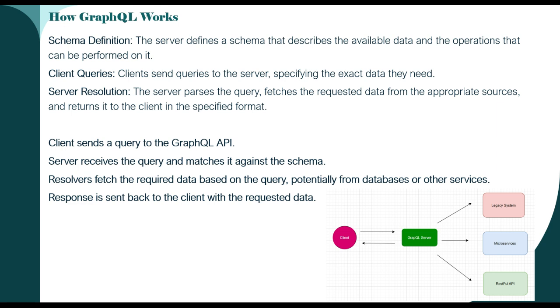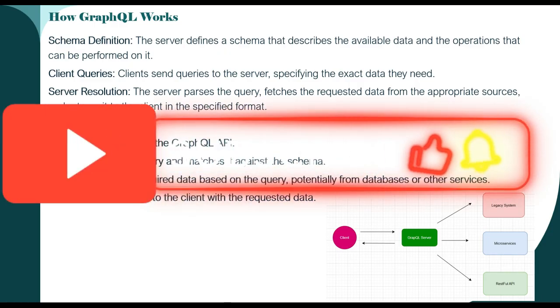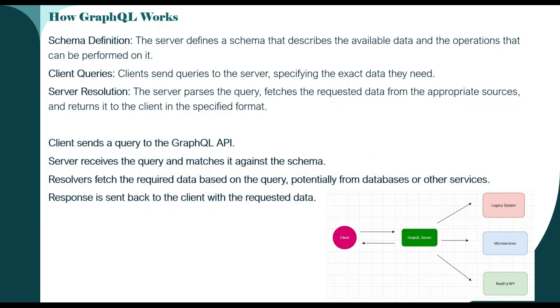the client is sending a request to the GraphQL API or server. The server receives the query and matches it against the schema that is defined. Then it resolves the required data, either by querying the database or the services. There are three systems shown in the diagram. Ultimately it gets the response and sends it to the client. So this is how it works internally, and these are the internal components required for GraphQL servers to work.